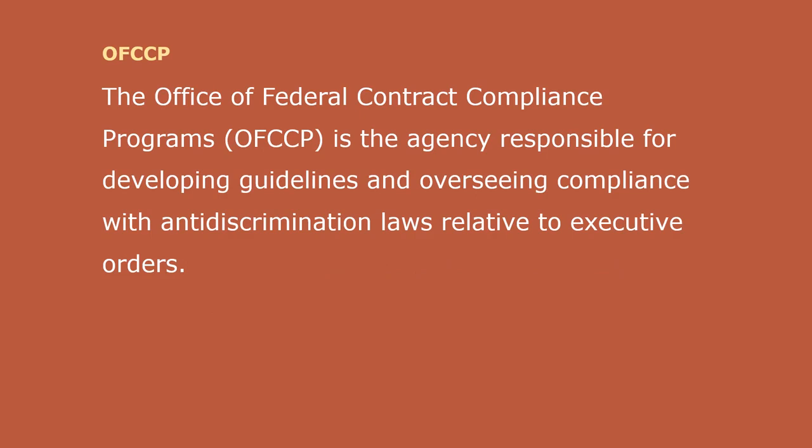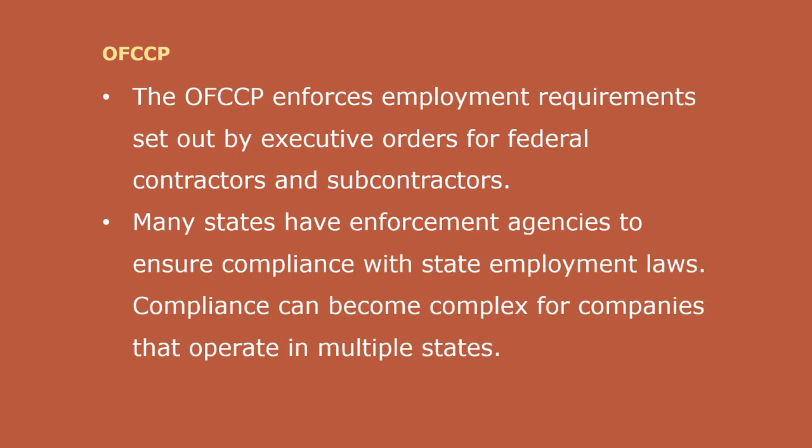The Office of Federal Contract Compliance Programs, OFCCP, is the agency responsible for developing guidelines and overseeing compliance with anti-discrimination laws relative to executive orders. The OFCCP enforces employment requirements set out by executive orders for federal contractors and subcontractors. Many states have enforcement agencies to ensure compliance with state employment laws. Compliance can become complex for companies that operate in multiple states.